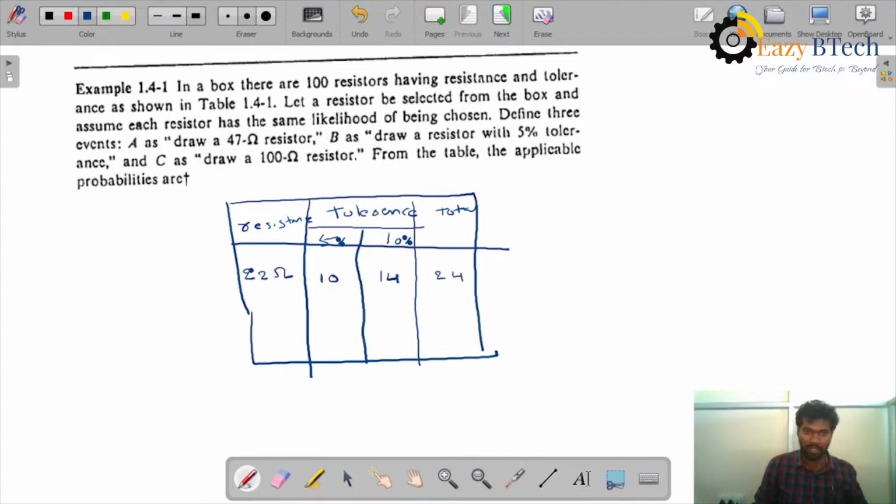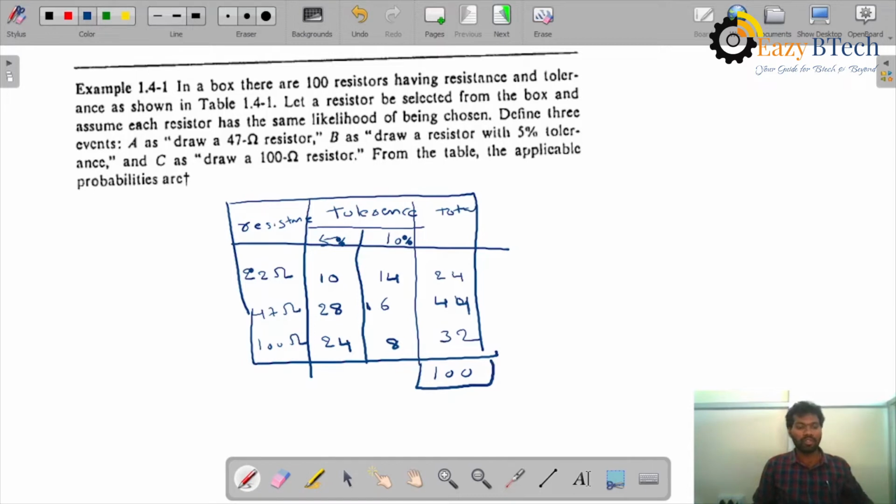Next one is 47 ohm resistance. Here 28, and this one is 16, and total you have, sorry, 44. Next one, 100 ohm resistors. Here 5% tolerance are 24, and 10% are 8, totally 32. If you add all this together, we have a total of 100 resistors in that box. So this is the table.